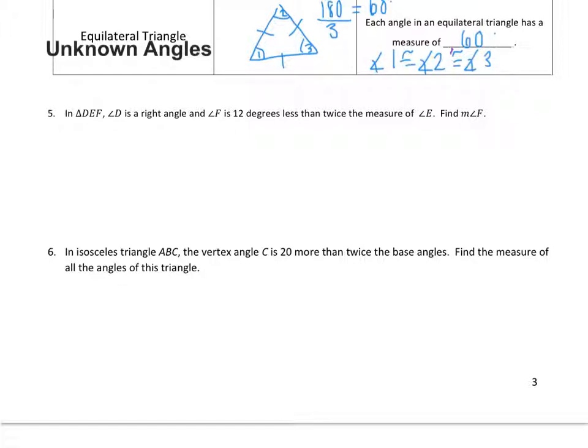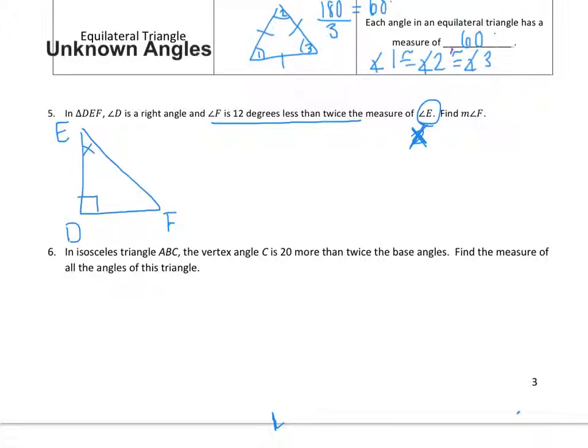So first I'm going to start with a sketch. I have a right triangle where angle D is the right angle, and then the other two are E and F. It says angle F is 12 degrees less than twice the measure of E. Now I don't know what E is, so I'm going to call it X.